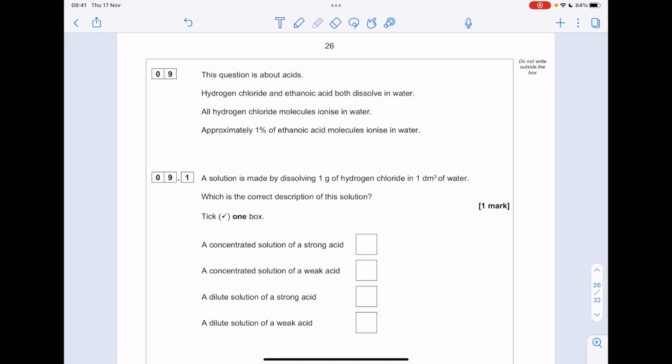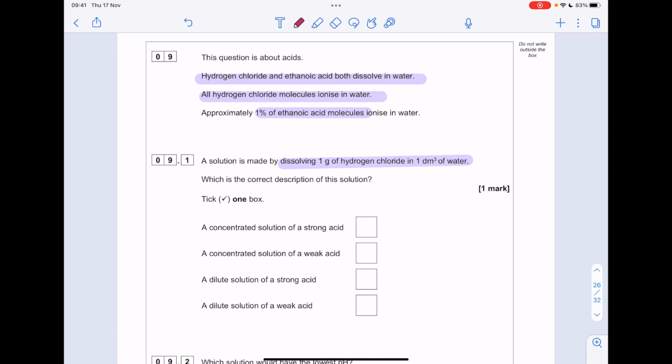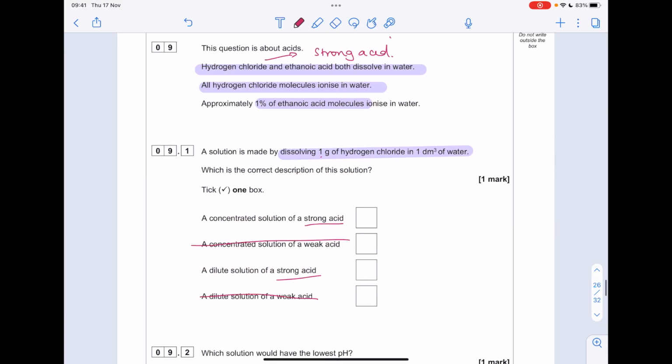This question is about acids. Hydrogen chloride and ethanoic acid both dissolve in water. All hydrogen chloride molecules ionize in water. Approximately 1% of ethanoic acid molecules ionize. A solution is made by dissolving 1 gram of hydrogen chloride in 1 decimeter cubed of water. Which is the correct description of this solution? Okay, so HCl here is a strong acid. So we're looking for strong acid. And we've got a teeny tiny mass in a large volume of water. So it's a dilute solution of a strong acid.